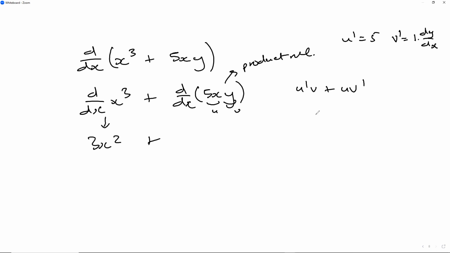So, because we're deriving y with respect to x, that will be v dash, so u dash will be 5 times v, which is y, plus u, which is going to be 5x, and v dash will be dy dx, like that. Okay. Now, when I write that back in here, I'm going to have 5y plus 5x dy dx, and I'm done.